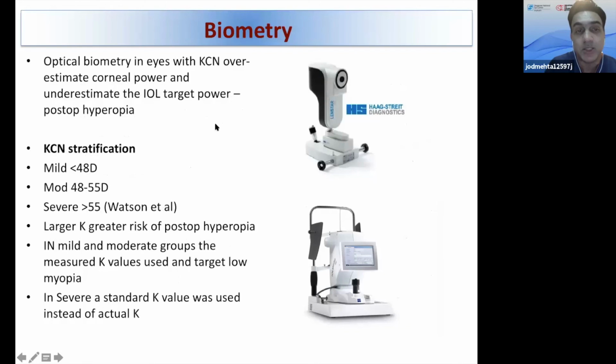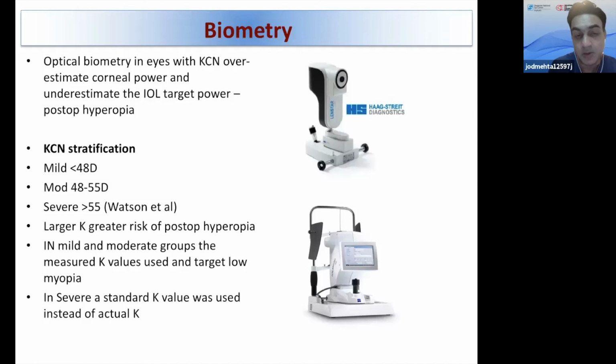Optical biometry is obviously considered probably the gold standard. Generally, you get an underestimation of the IOL target power, which can lead to postoperative hyperopia. If you're doing keratoconic cases, you can stratify it preoperatively depending on the K readings. Generally, if your K readings are higher than 55, they're going to get a pretty poor result unless they're willing to wear their own contact lens again. So you have to think about altering the corneal topography first, before you do anything with the lens, if they're not going to be happy with the visual acuity result.